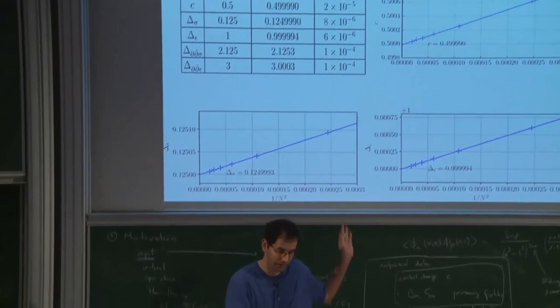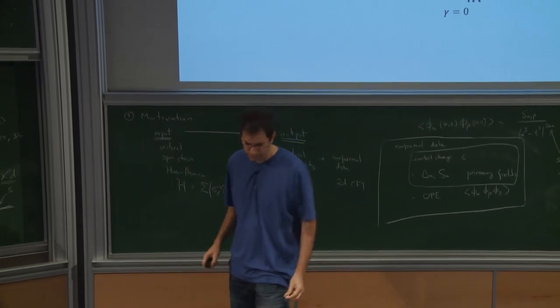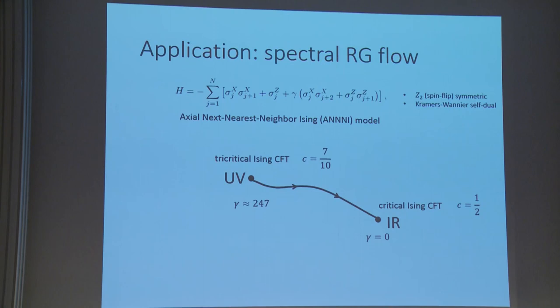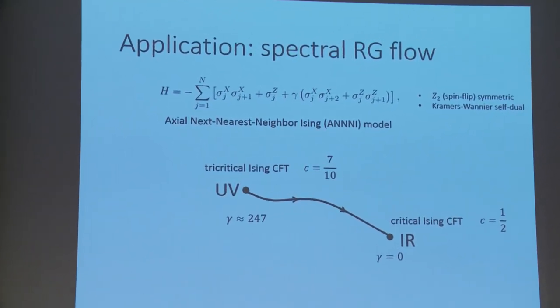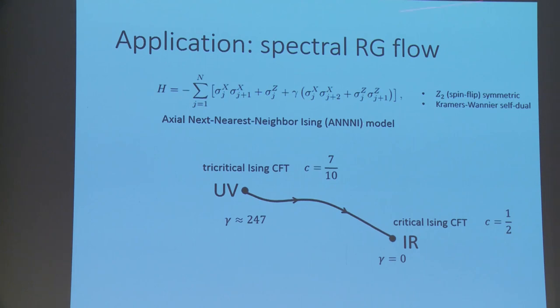Just flash it around. I prepared slides for that part, knowing that I would come here in trouble with time, of what you can do with this beyond trying to solve again the Ising model, which is always fun. So, application. I'm going to just use these techniques to study spectral energy flow. By spectral energy flow I mean that I'm going to look at low energy states on a spin chain, on a circle, as I increase the system size. And I'm going to start with a Hamiltonian that is close to the tricritical Ising CFT, but has a relevant perturbation that will flow, as we increase the system size, to the critical Ising model.